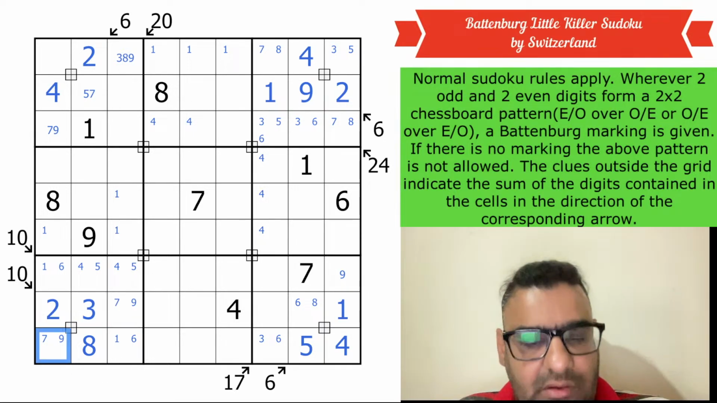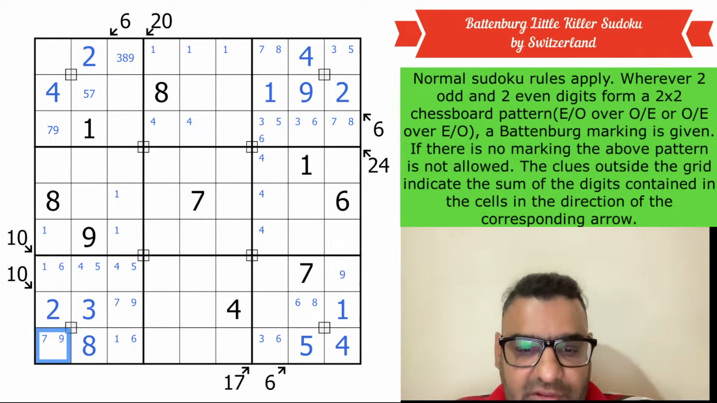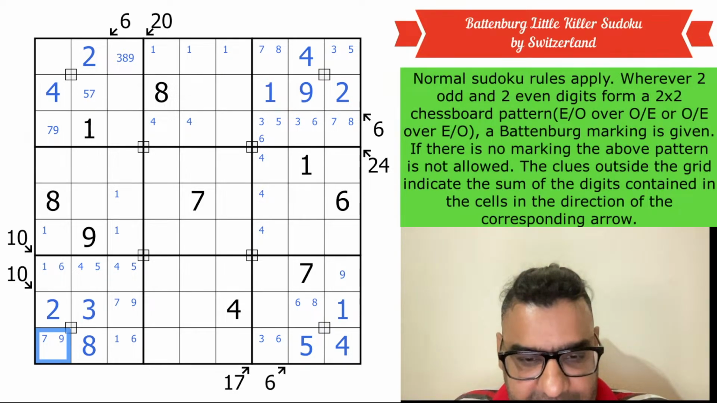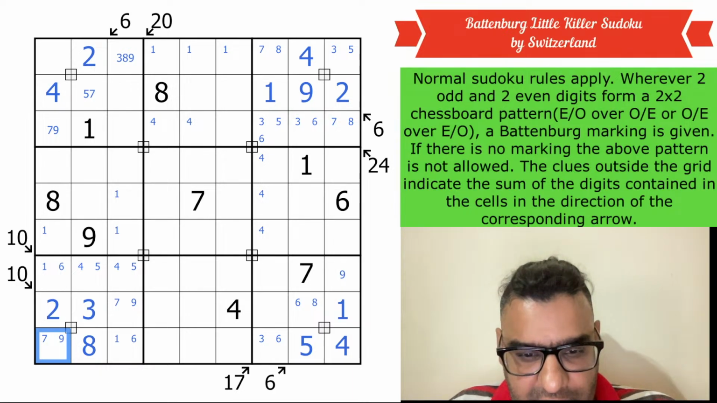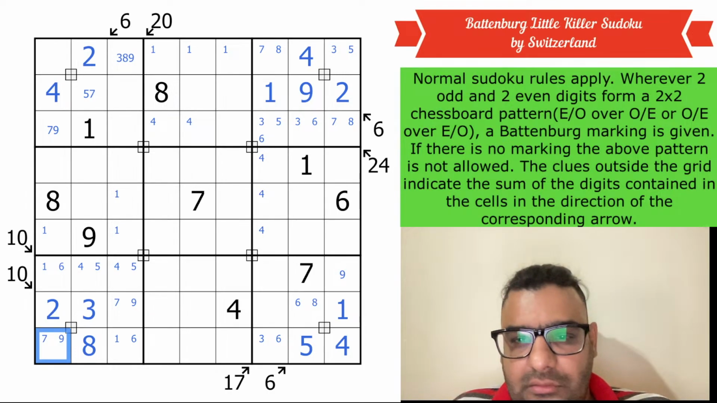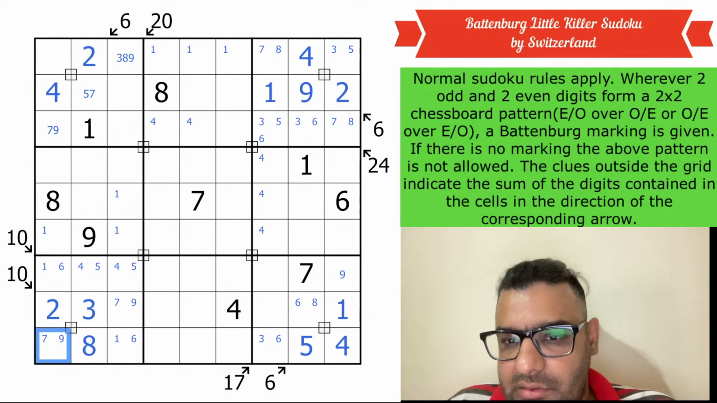9 can be here, 9 can also be here, 7 can also be in both places. So currently we cannot progress further. Let's go to any other.